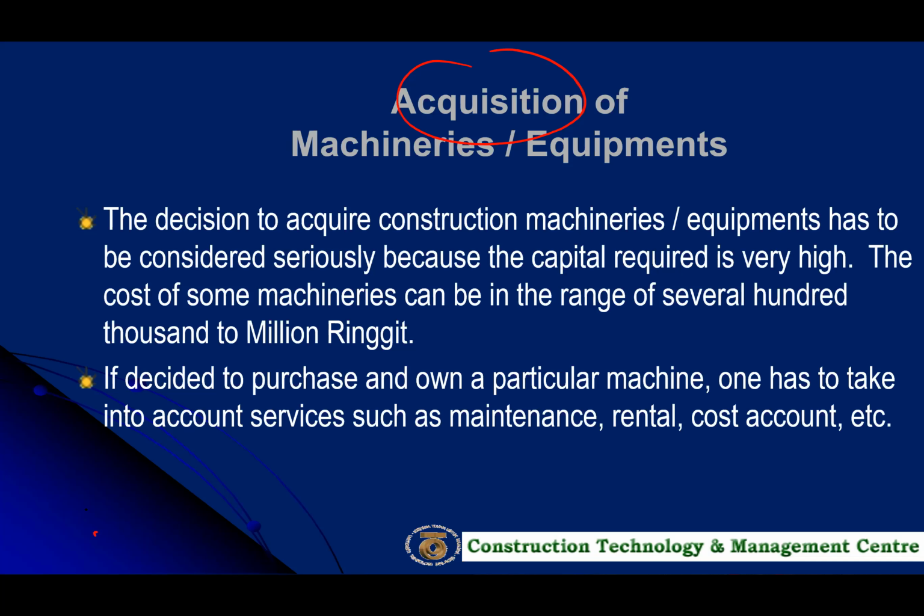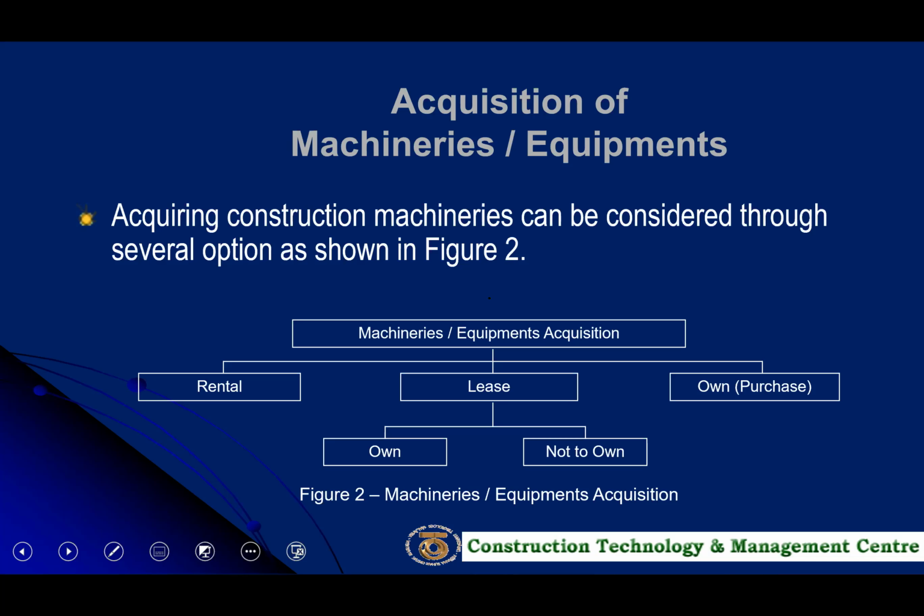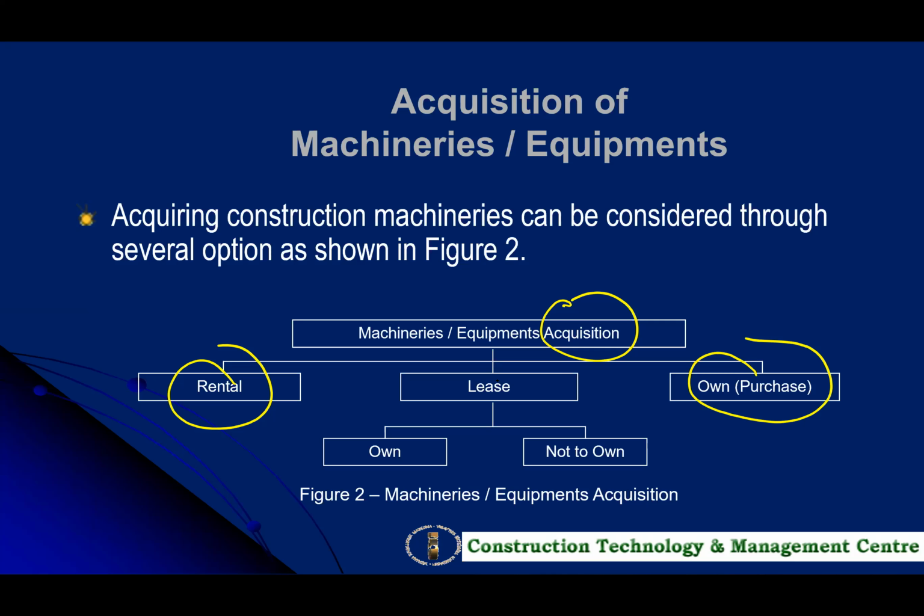Okay, because it costs a lot, you need to make a decision whether you need to purchase and own the machinery, or rent or whatnot. So we do have a selection here. Machinery acquisition: you purchase, you rent, and then there is another thing, lease. Purchase is basically you use your own money or you take a bank loan. The machinery is yours, so it depends on you how you are going to use it.